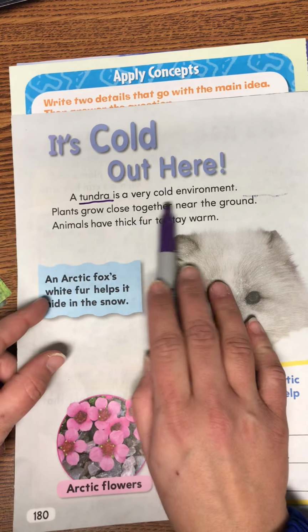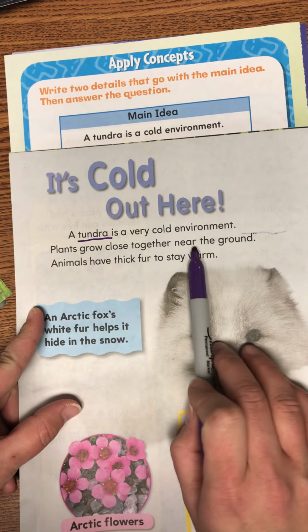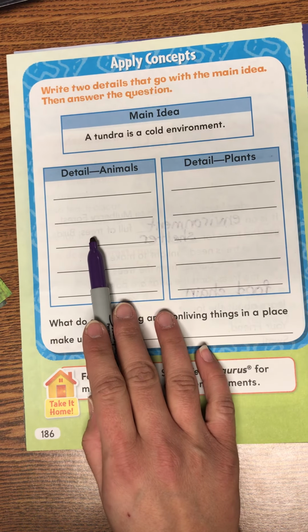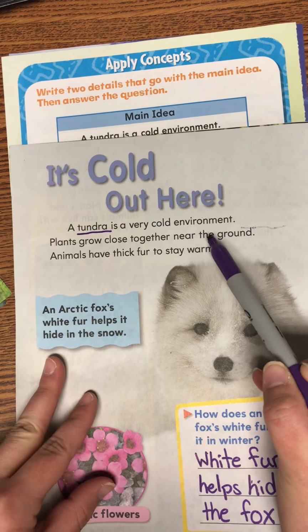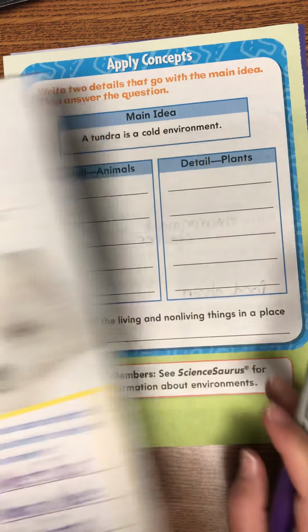A tundra is a very cold environment. That's what our main idea already told us. Plants grow close together near the ground. Animals have thick fur to stay warm. Now, it says I need a detail about an animal and a detail about a plant. Well, looking at the paragraph, there is a detail about plants and a detail about animals. So we're going to write those.